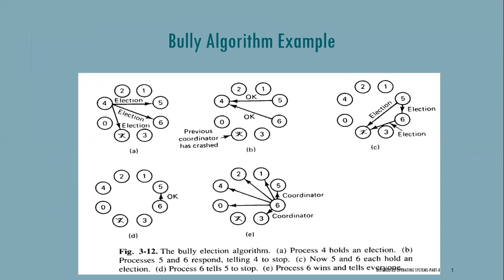In this diagram, we can see an example of how the Bully algorithm is working. The group consists of 8 processes numbered from 0 to 7. Previously, process 7 was the coordinator, but it has just crashed. Process 4 is the first one to notice this. So it sends an election message to all processes higher than it, namely 5, 6, and 7. It is shown in the diagram. Processes 5 and 6 both respond with OK. It is shown in diagram B.